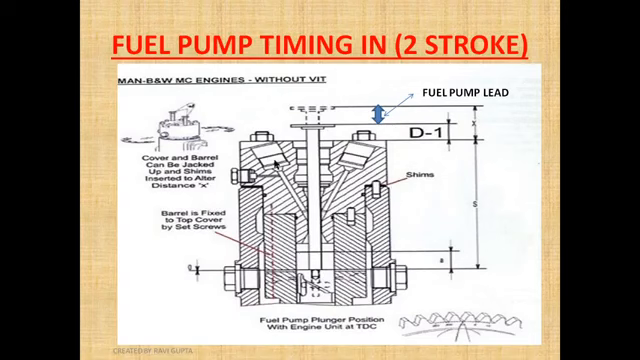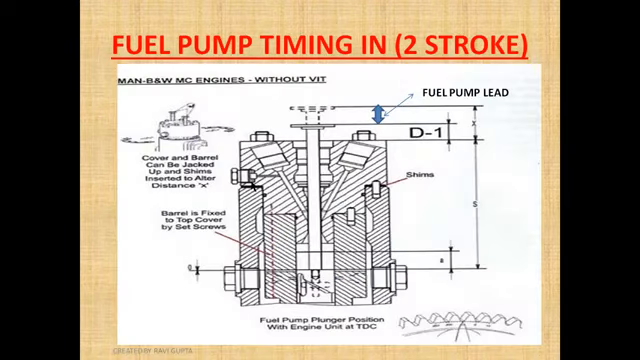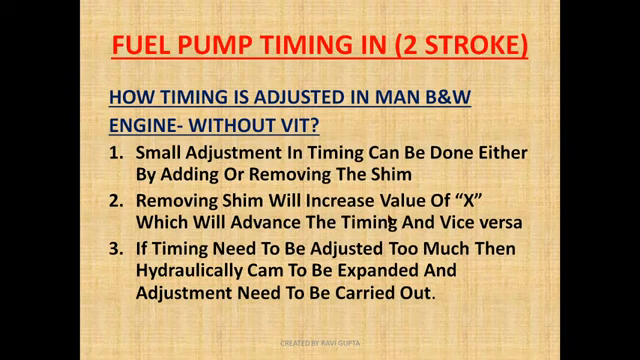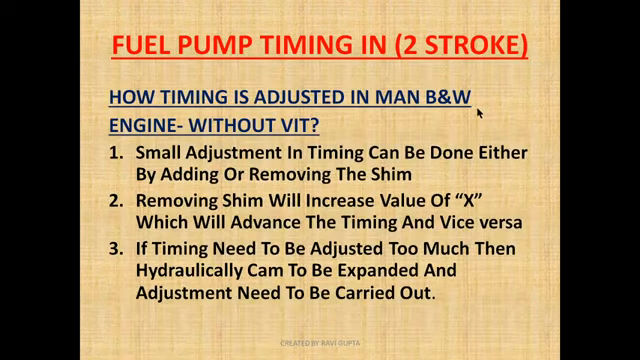So let's see what I have written here. A small adjustment in the timing can be done either by adding or removing the shim, here. Removing the shim will increase the value of X, which will advance the timing, and if we add shim, it will decrease the value of X, which will retard the timing. A small adjustment of timing can be done by adjustment of shim, but if the timing needs to be adjusted too much, then the hydraulic cam has to be expanded and the adjustment carried out.